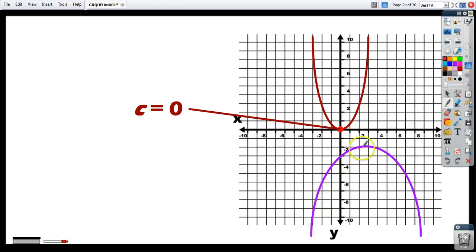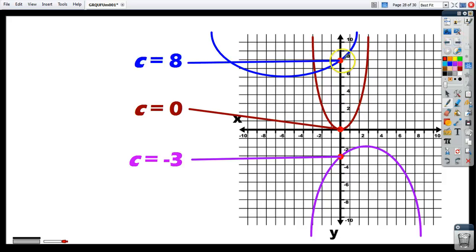Let's say I've got another parabola down here in purple. If I look to see where the line in purple crosses the y-axis, it's right here, which means that C, our y-intercept, turns out to be, looks like, -3. And one more example. Let's put another one way up top here. Here's another parabola. Notice how it crosses the axis right here. So this is our y-intercept, which is 8. So C is just telling us where the parabola is going to cross the y-axis.